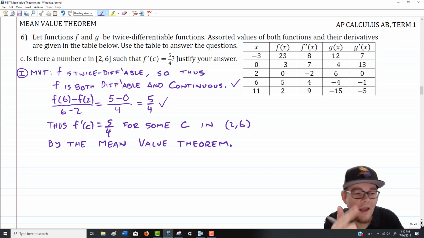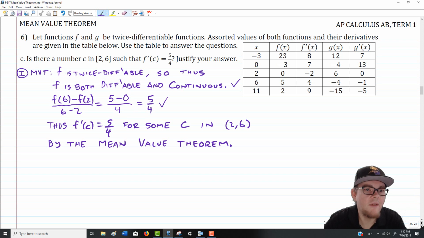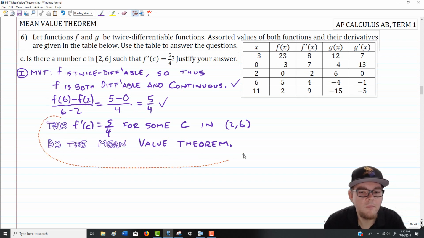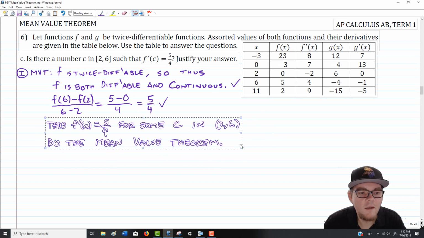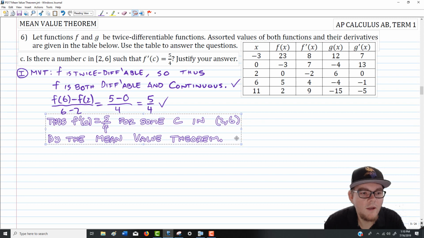Second, calculating out the average rate of change via the difference quotient. And then stating the mean value theorem, invoking it and using it appropriately. So in other words, saying that the derivative must be equal to the average rate of change for some value in that interval. And again, that is the mean value theorem approach to this particular problem. This is what I would call the intended approach. This is what I wanted you to do when I wrote the question.